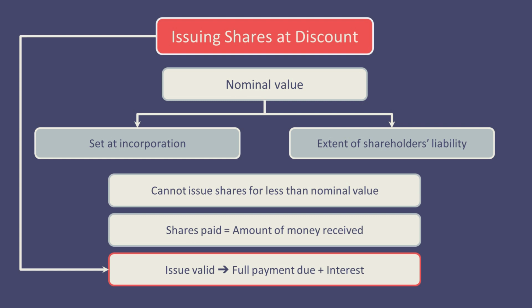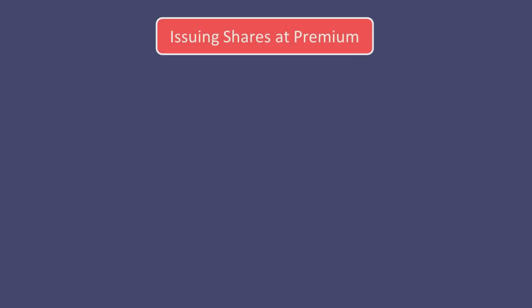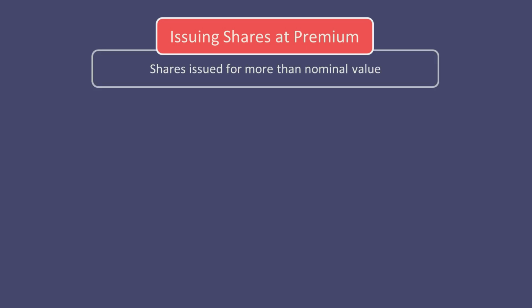We have looked at issuing shares at a discount. Now, what if the shares were sold at a premium, i.e. more than their nominal value? For example, the nominal value of a share is £1 and the company sells it for £1.50. This share is sold at a premium and the 50p is the share premium. This happens when the market value of the shares is higher than the nominal value.